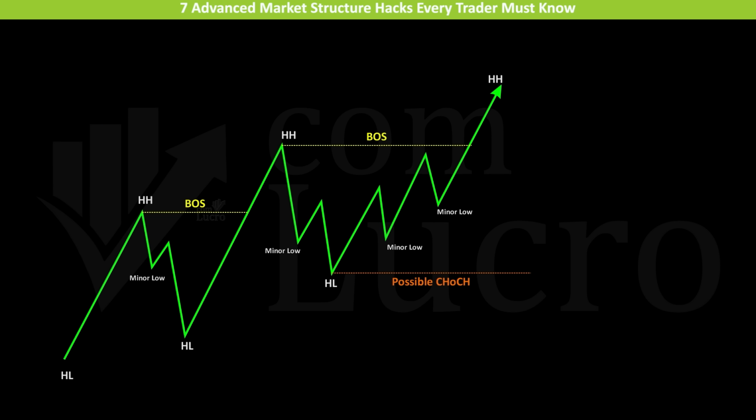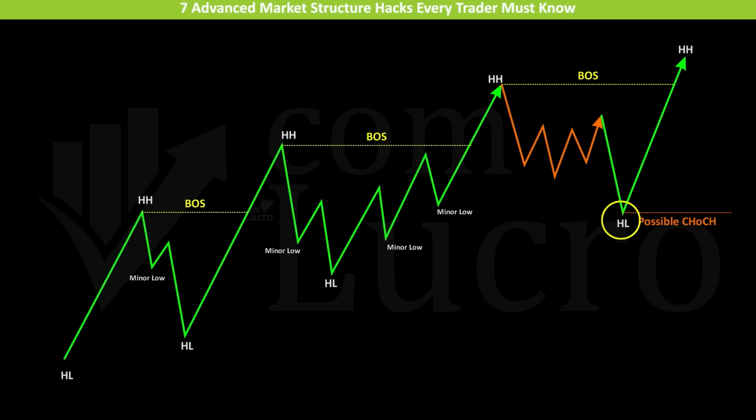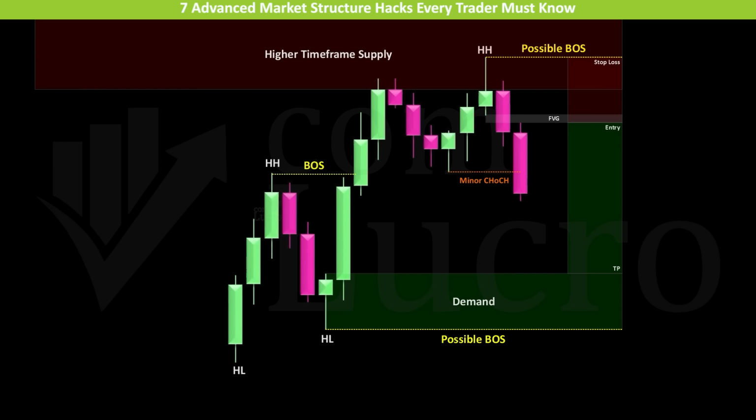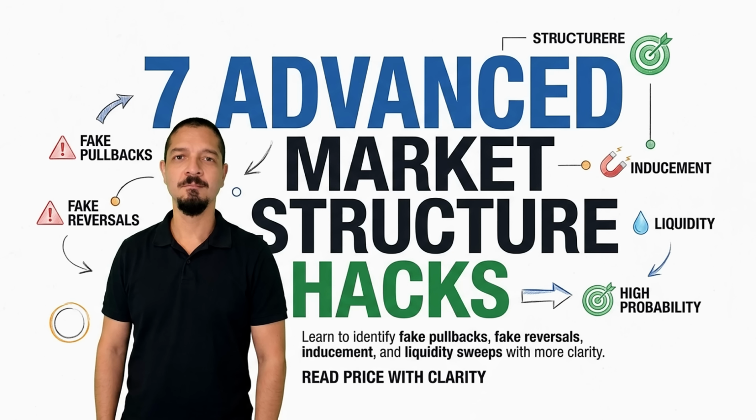Every candle, pullback, and break of structure tells a story about liquidity, market psychology, and institutional positioning. The problem is that most traders only see the surface movement and completely miss the deeper logic controlling price behavior behind the charts. In this video, you are going to learn 7 advanced market structure hacks that will help you identify fake pullbacks, fake reversals, inducement moves, liquidity sweeps, and high probability market conditions with much more clarity and confidence.